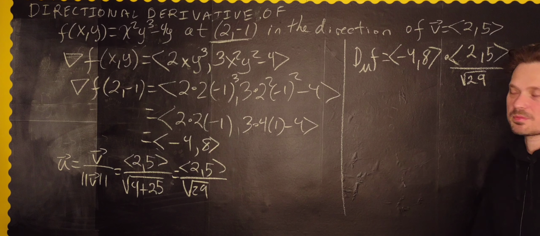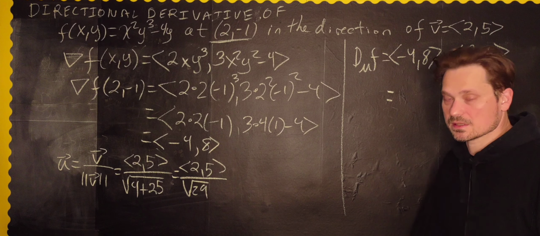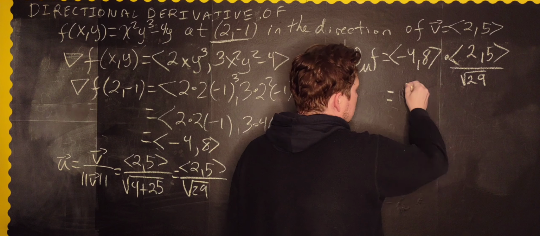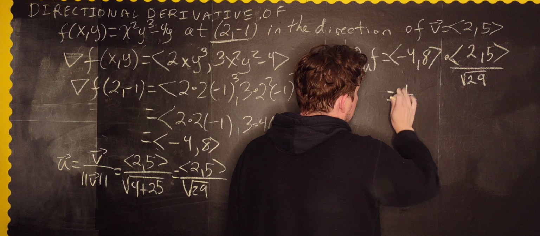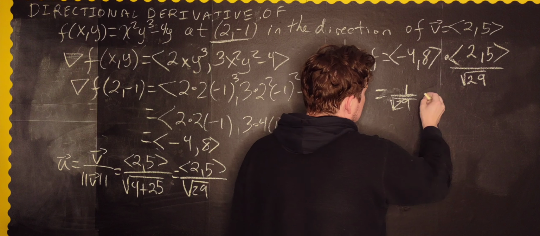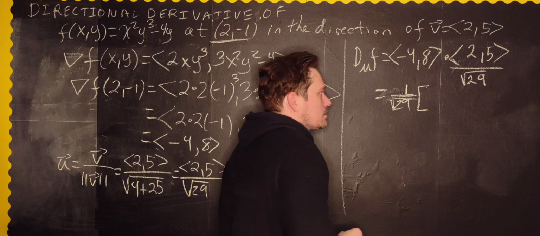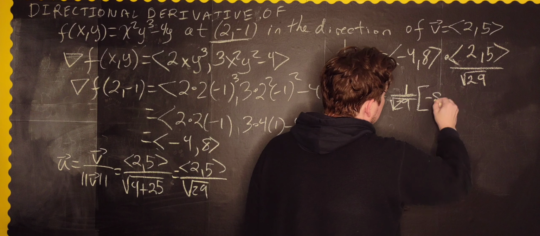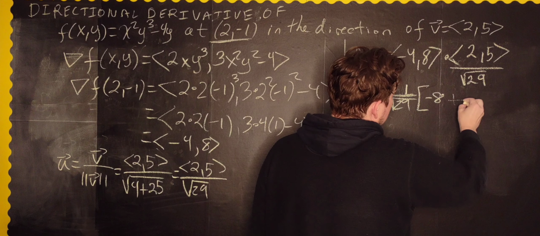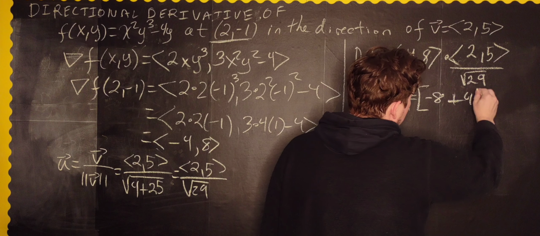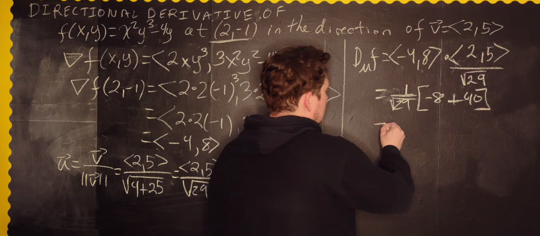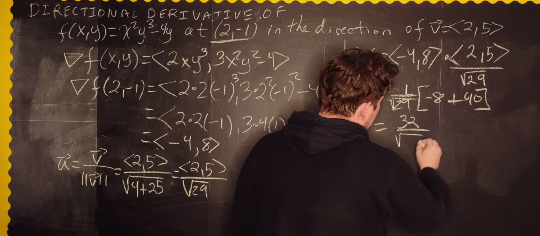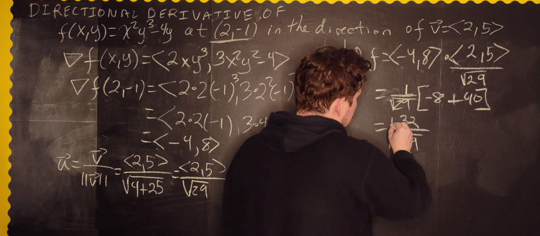Now we just have to work through this dot product, that's all it is. The root of 29, you can just flow that out front. And then what's left over within the brackets will be the rest. You just do the dot product between the vectors. Negative 4 times 2 is negative 8. And then 8 times 5 is a positive 40. So I just did the dot product. And then you work through that. It's going to be basically 32 over the root of 29, and this pretty much is the answer.